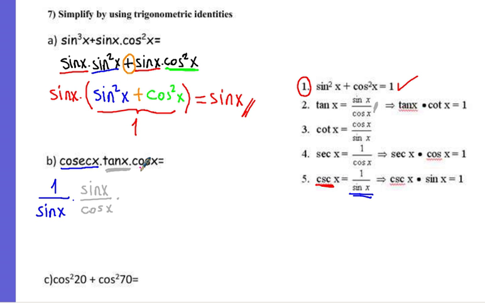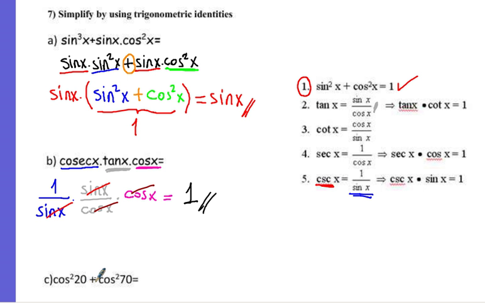Cosine x. What is cosine x? It's cosine x, it's not cotangent. Times tan x is equal to. Do you see the simplifications? I can simplify sine x and sine x, and I can simplify cosine x and cosine x. What is left? Only 1. So the final answer is equal to 1.